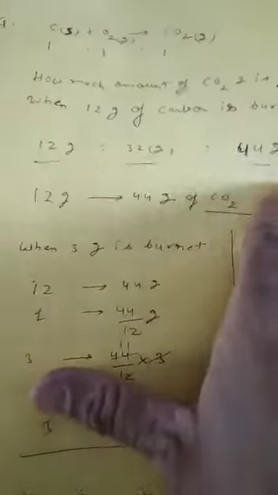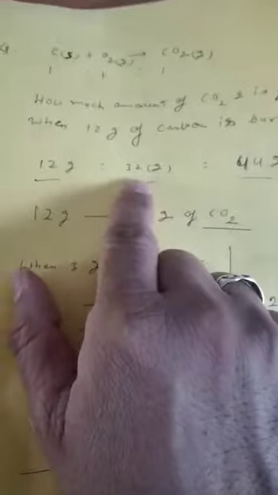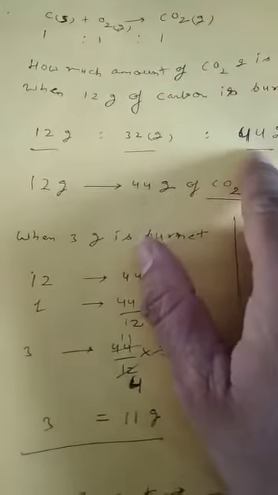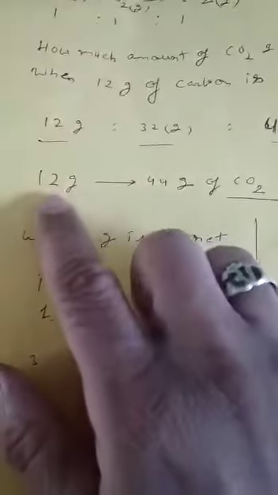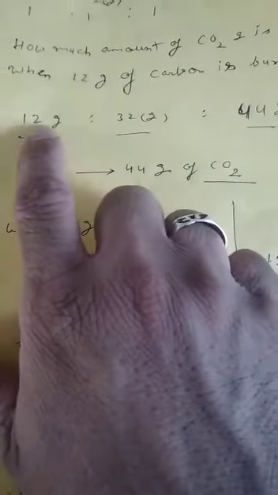If you see the stoichiometry of this reaction, 1 mole means 12 gram of carbon, 1 mole of O2 means 32 gram of oxygen, and 1 mole of CO2 means 44 grams. So according to stoichiometry, if 12 gram of carbon reacts with 32 gram of oxygen, 44 grams of CO2 is formed. And in the question I have asked again the same, 12 gram of carbon is burnt. So by the stoichiometry you can easily say that when 12 gram carbon is taken, 44 gram of CO2 is formed.